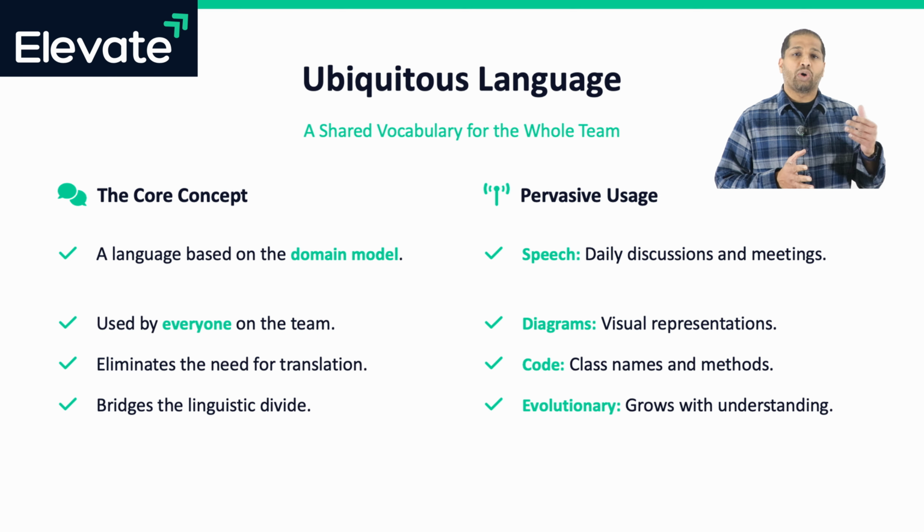When a term feels awkward to say or difficult to implement, it's a clear signal that our understanding of the domain and thus our model needs refinement. This language isn't static, it evolves as our collective understanding of the domain deepens. Next, let's look at how diagrams and documents fit into this picture.